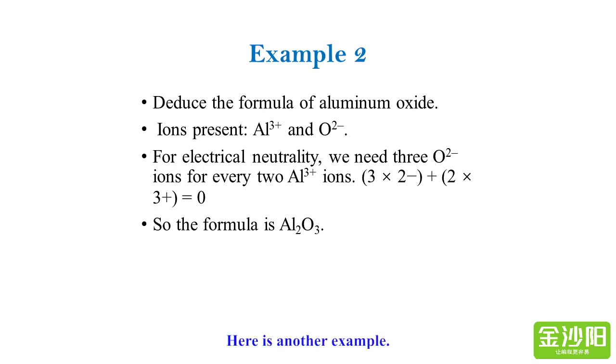Here is another example. Let us deduce the formula of aluminium oxide. There are two kinds of ions in this substance, aluminium with 3 positive charges and oxide with 2 negative charges. For electrical neutrality, we need 3 oxide ions for every 2 aluminium ions. Therefore, the formula is Al2O3.